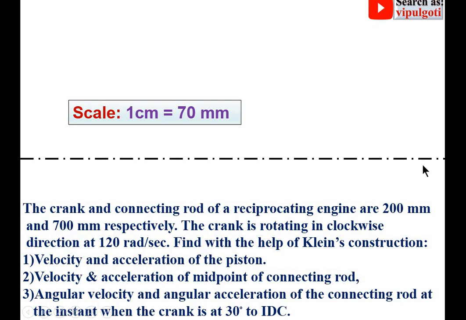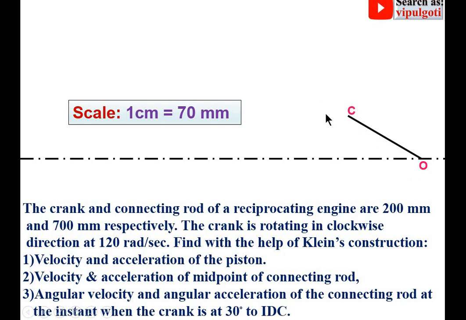First of all draw the reference center line. Mark point O randomly on the center line and draw the crank first, OC. Now how can you draw it? It is given to you as 30 degree to IDC. If I assume this is the IDC, and my piston is over here, then towards the piston side is IDC, and the crank is rotating in clockwise direction. The angle is given as 30 degree. So from IDC in the clockwise direction, 30 degree with the center line, you can draw the crank.